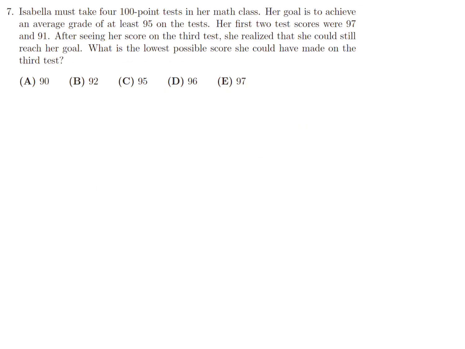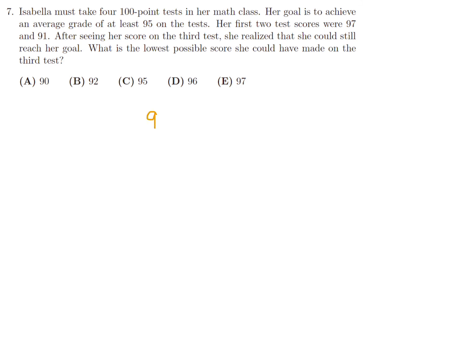Isabella must take 4 100-point tests in her math class. Her goal is to achieve an average grade of at least 95 on the tests. Her first 2 test scores were 97 and 91. After seeing her score on the third test, she realized that she could still reach her goal. What is the lowest possible score she could have made on the third test?